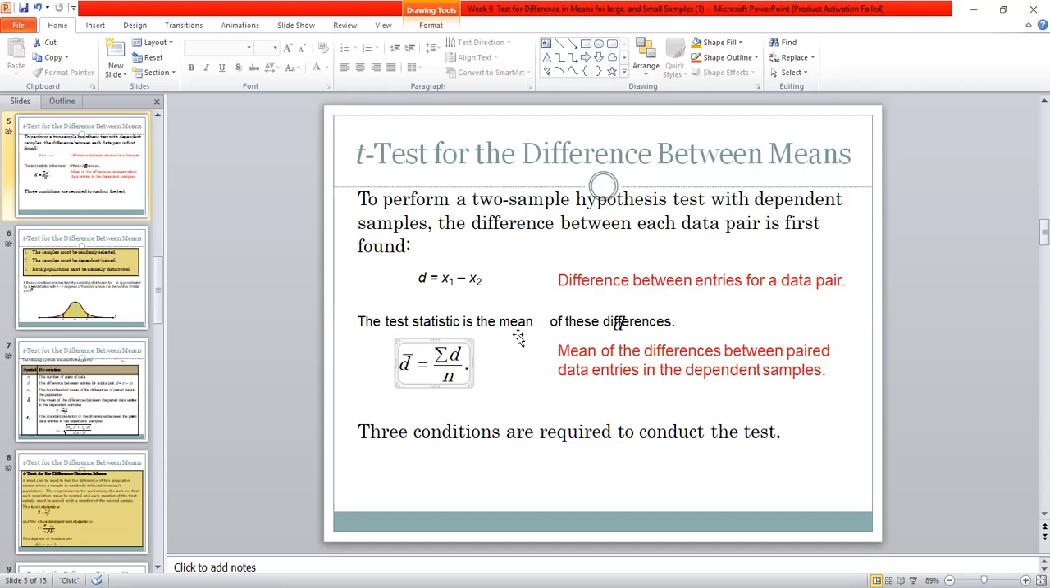So the hypotheses will be like this. H naught: mu D is equal to 0. HA: mu D is greater than 0. So that is the form in which the hypotheses are written under the dependent sample test. You undertake any such test, that is the form you write, as long as it's a test of differences between the means. It could be difference between the modes, difference between the medians, whatever.